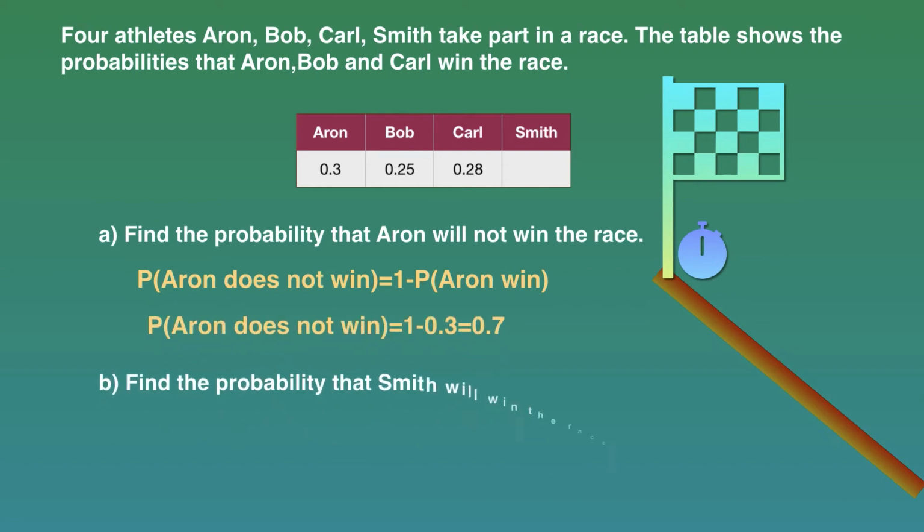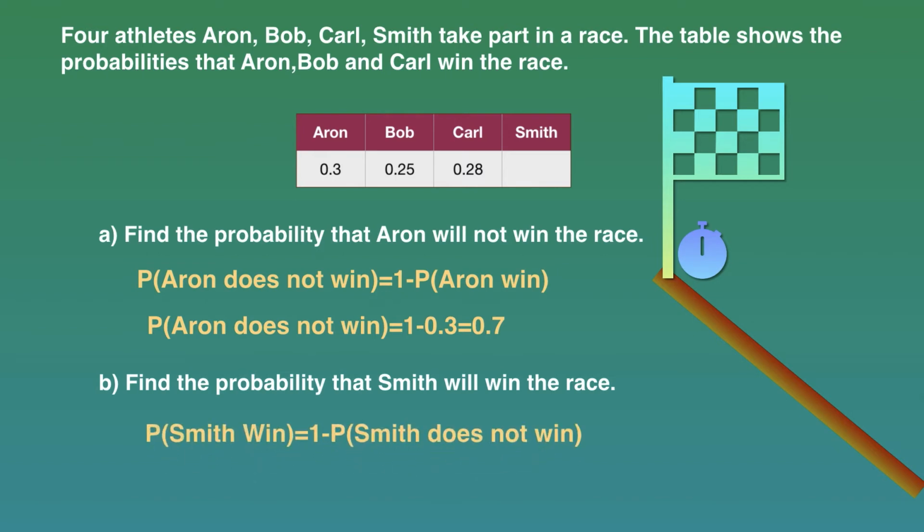Similarly, in part B, we need to find the probability that Smith wins the race. Smith winning the race and losing the race in this case are also mutually exclusive events. If Smith is losing the race, then either Aaron, Bob, or Carl wins the race. Therefore, the probability that Smith does not win the race is given by adding 0.3 plus 0.25 plus 0.28. Subtracting this from 1 will give us 0.17. This is the probability that Smith wins the race.